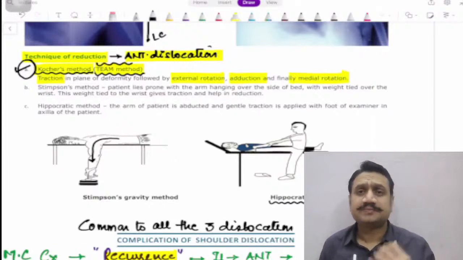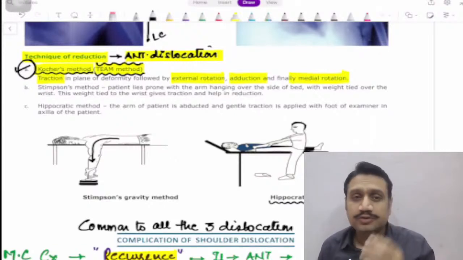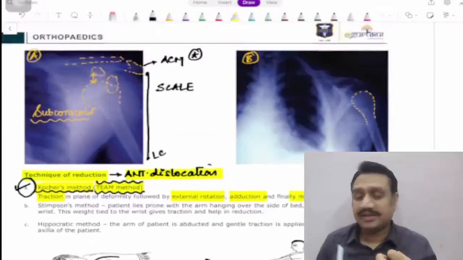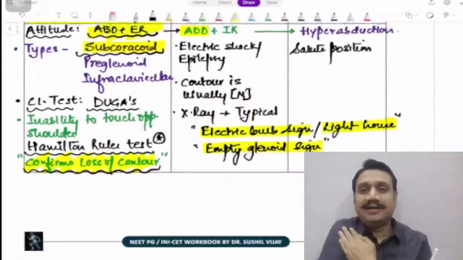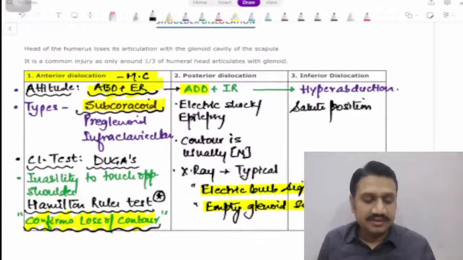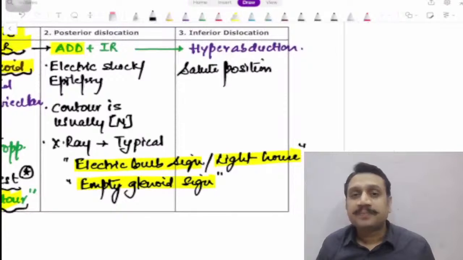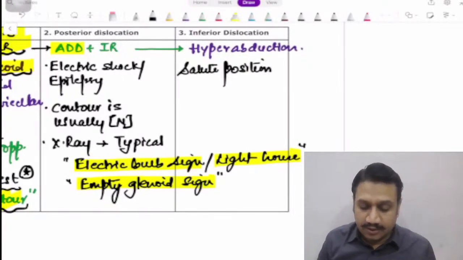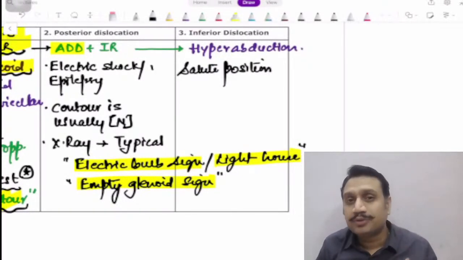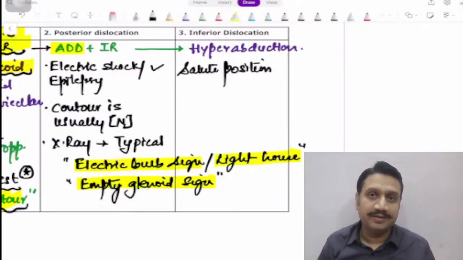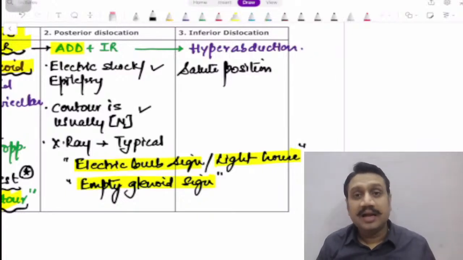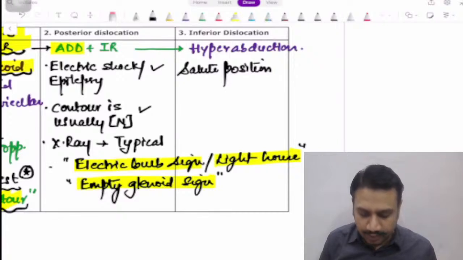Similarly, for the posterior dislocation, we have got again 4 points. How it happens? When all the soft tissue is getting contracted, adduction and internal rotation. And this happens in two special categories of patients: electric shock and epilepsy. Number 3 is the contour of the shoulder in the posterior dislocation. It is usually normal.